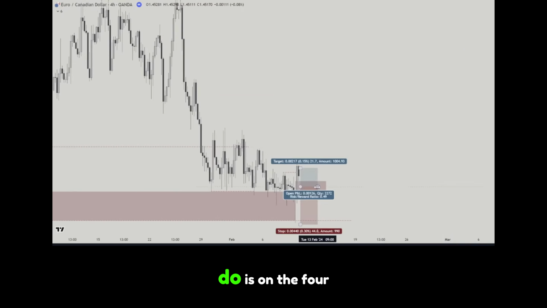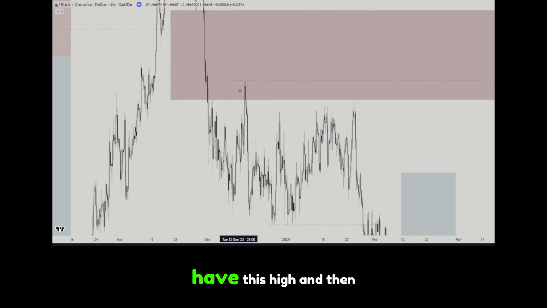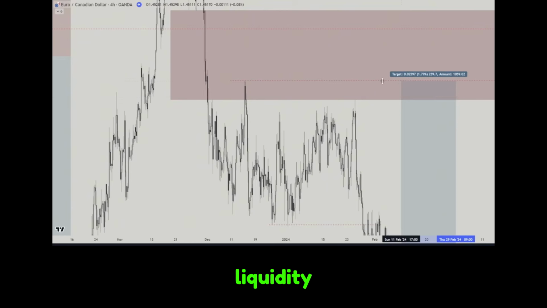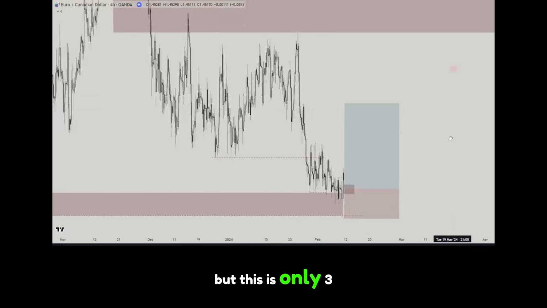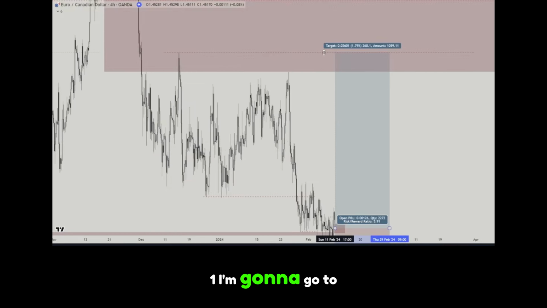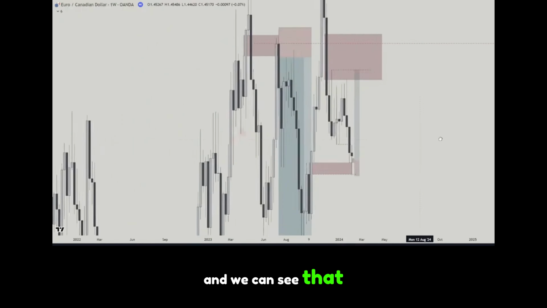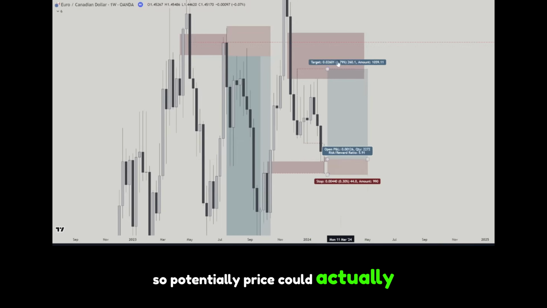And now what we could do is on the 4 hour structure, we can see that we have this high and then this high. Those are some level of liquidity. We could have targeted also this high, but this is only 3 to 1. I'm going to go to this high, switch to weekly time frame, and we can see that this is actually a weekly high in a fair value gap. So potentially price could actually go there.